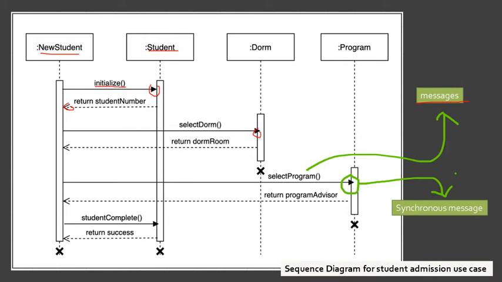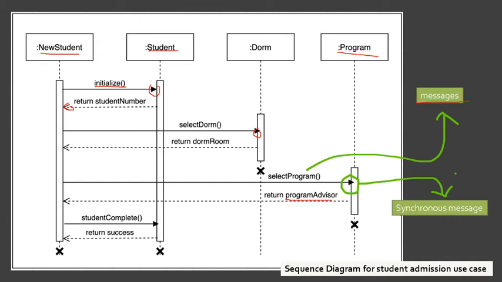As shown in the activation bar's example, a synchronous message is used when the sender waits for the receiver to process the message and return before carrying on with another message. If we talk about the synchronous message, we're talking about this one. The arrowhead used to indicate this type of message is a solid one, like the one shown in the example. That means the new student object will send a synchronous message, which is the select program, directly to the program object. And the program object will also send a message, from the program advisor to the new student. So this is what we call synchronous, and we also have asynchronous.